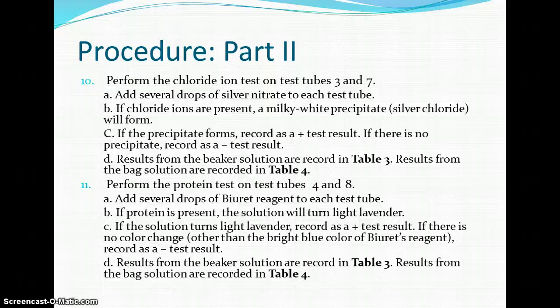And so the next 2 experiments, we tested for both chloride and protein, basically doing the same thing as the other 2 tests before them. However, for chloride, we used silver nitrate, which again turned a white color. And for the protein test, we had to use the Biuret reagent, which had a bright blue color. So if it only turned a bright blue color, then it would still be a negative test.